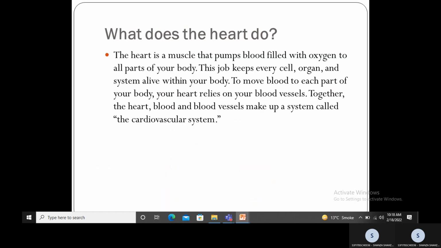In my next slide, I'm discussing the job of the heart. What does the heart do? The heart is a muscle that pumps blood filled with oxygen to all parts of your body. This job keeps every cell, organ and system alive within your body. To move blood to each part of your body, your heart relies on your blood vessels. Together the heart, blood and blood vessels make up a system called the cardiovascular system.